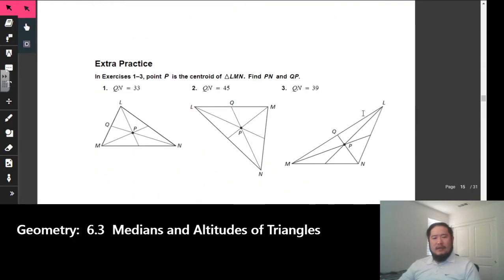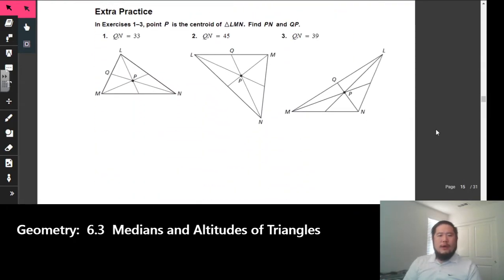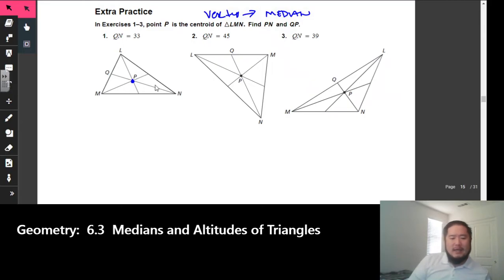Let's drop down. Take a look at number one. So it says point P is the centroid of triangle LMN. So if point P is the centroid, remember, centroid is from the vertex to median, okay? So if I have vertex to median, remember, we talk about what's on the inside, which happens to be one segment being 2/3, another segment being 1/3.